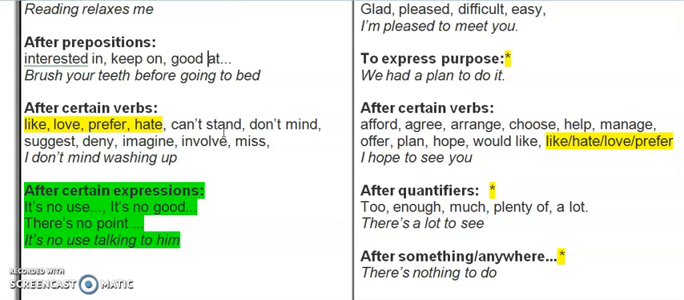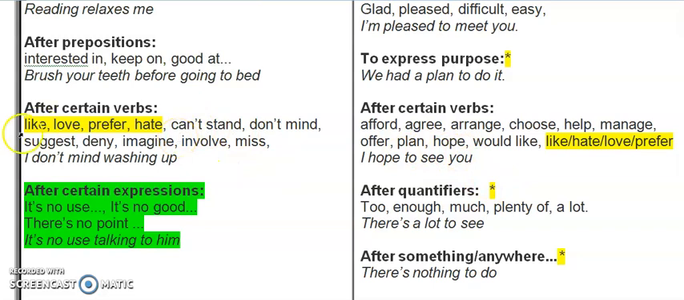Another use of the gerund is after certain verbs, okay? And in this case, we have some verbs that are followed by infinitive or by gerund, right? So we have to be careful because sometimes, depending on the verb that goes before them, it should be infinitive or gerund. All right?